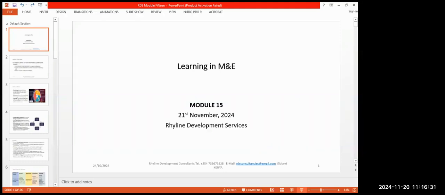So as you can see, our last topic is learning in M&E, monitoring and evaluation. You'll also remember that all this we are putting in the context of results-based M&E. One of the key components of results-based M&E is the learning part. So here we will try to reflect back on the evaluation, and then also look at how the learning aspect comes when it comes to monitoring and evaluation.